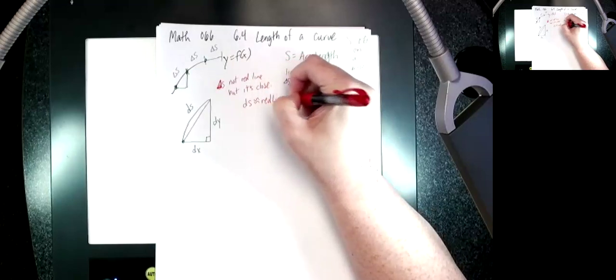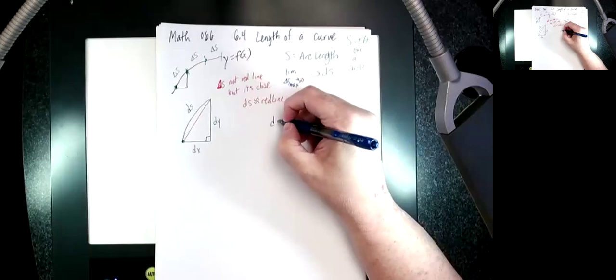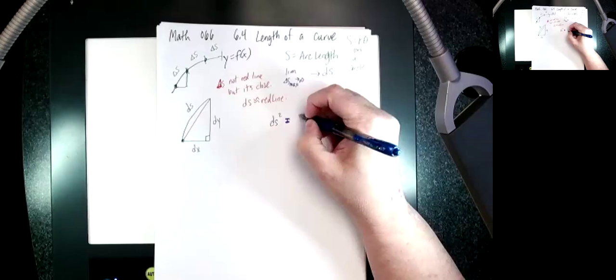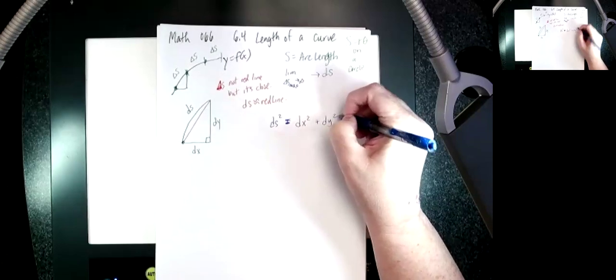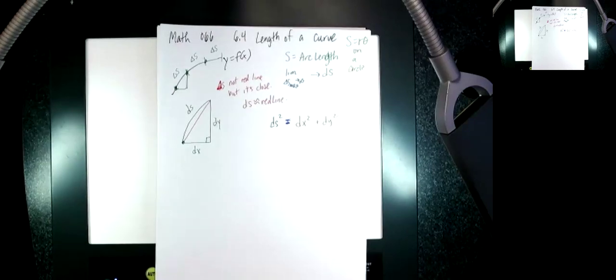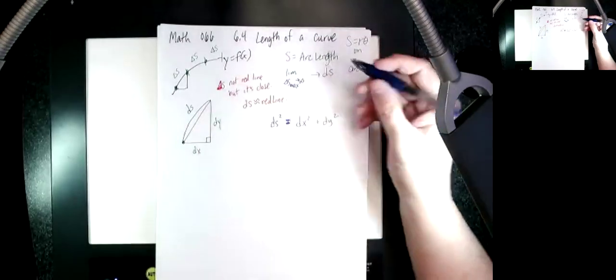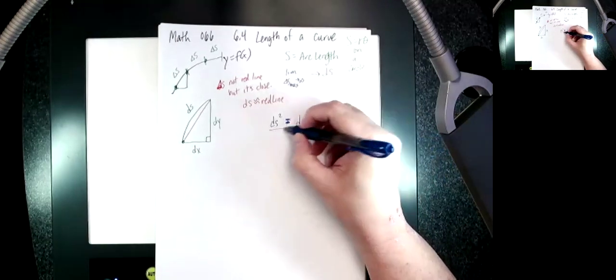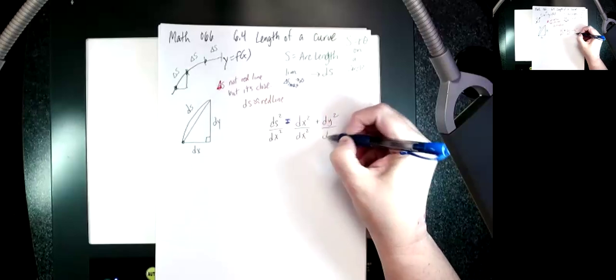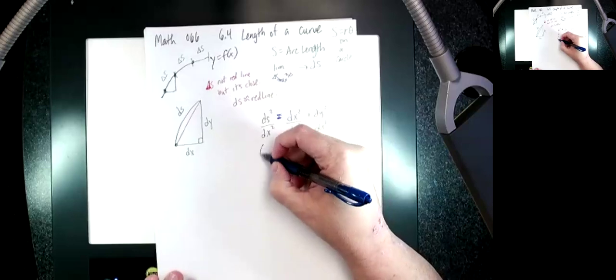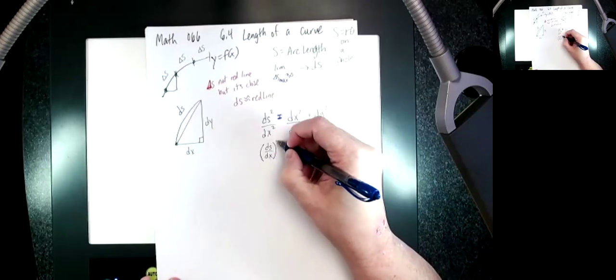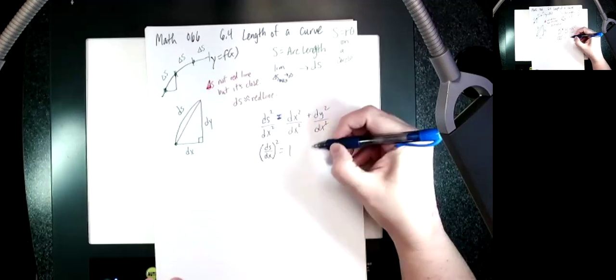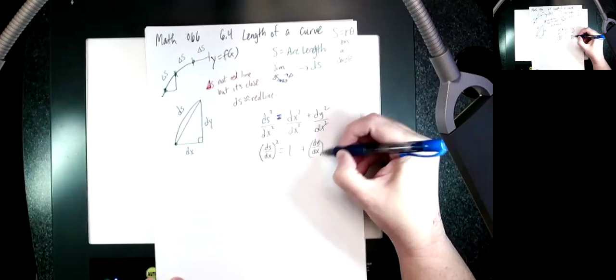So we can approximate this with Pythagoras's formula. We'll say ds squared equals dx squared plus dy squared. And generally, we like to make this into something useful. We'll divide by dx squared on everything, and I'm going to factor out the square part. So this is (ds/dx) squared equals 1 plus (dy/dx) squared.